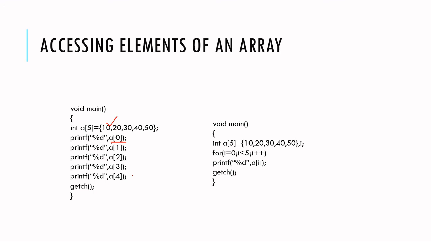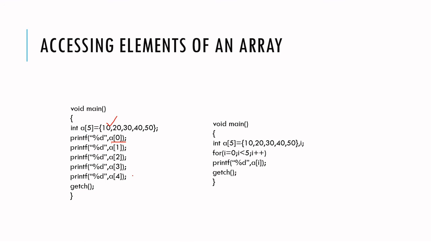So in order to avoid that, just like the solutions that we found in the earlier problem, here also we can make use of the for loop. So void main, int a of 5 equal to 10, 20, 30, 40, 50, and you can close the curly braces, and then you can declare the counter variable i. Here we type the for loop: for i equal to 0, i less than 5, i plus plus. Instead of the scanf statement, here we are just going to make use of the printf statement.